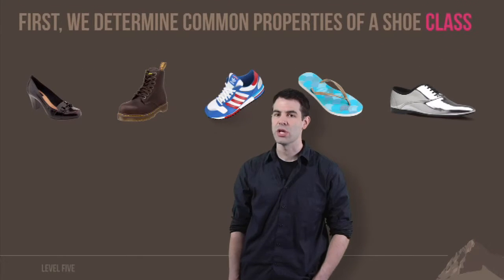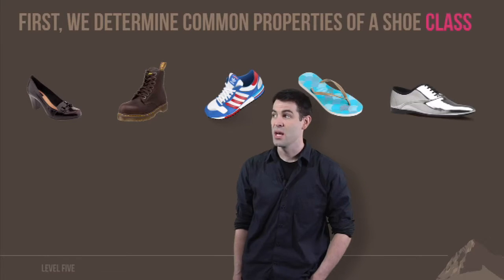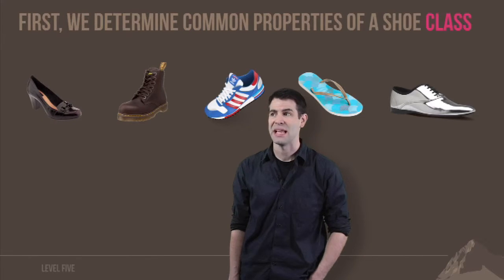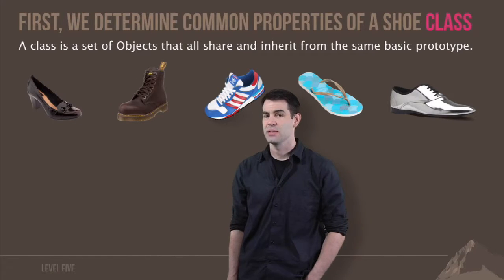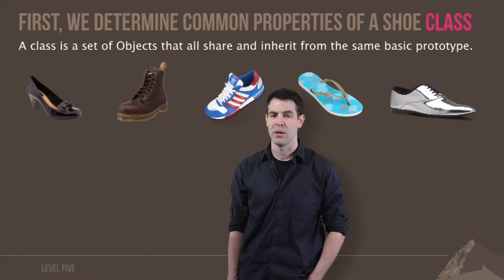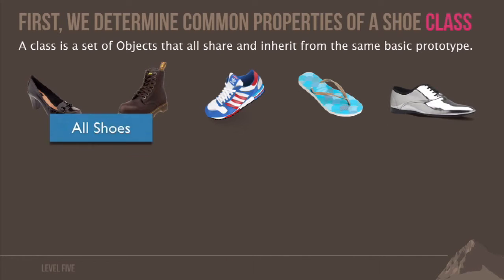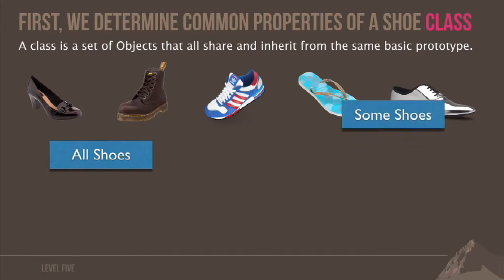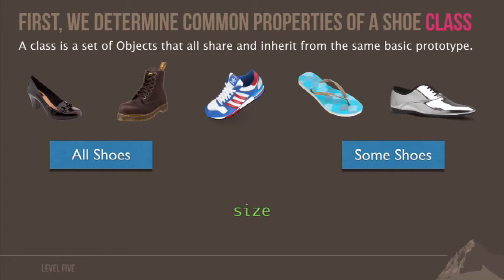First thing we need to do, we need to determine a whole bunch of common properties of a shoe class. What's a class? It's a set of objects that all share and inherit from the same basic prototype. So size, we know that's one that shoes should have, right? All shoes have a size. How about color? Yeah, that's all shoes. Gender? Yeah. Construction? Sounds good. What about lace color? Well, some shoes don't really have laces. Look at the slipper. Or the flip-flop doesn't have any laces.